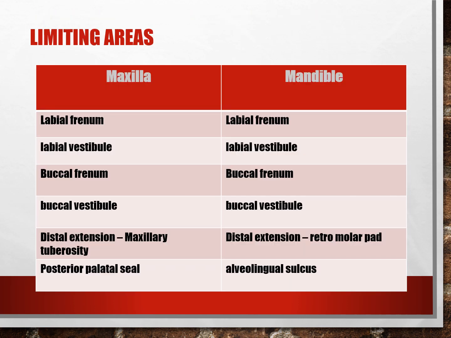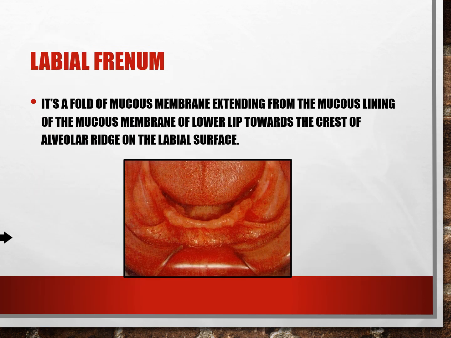So let us understand which are the limiting areas or peripheral areas in maxilla and in mandible. In maxilla we have labial frenum, labial vestibule, buccal frenum, buccal vestibule, distal extension, that is the maxillary tuberosity, and the posterior palatal seal. In the same way in mandible we have labial frenum, labial vestibule, buccal frenum, buccal vestibule, and the most distal extension is the retromolar pad, and lingually we have the alveolingual sulcus.